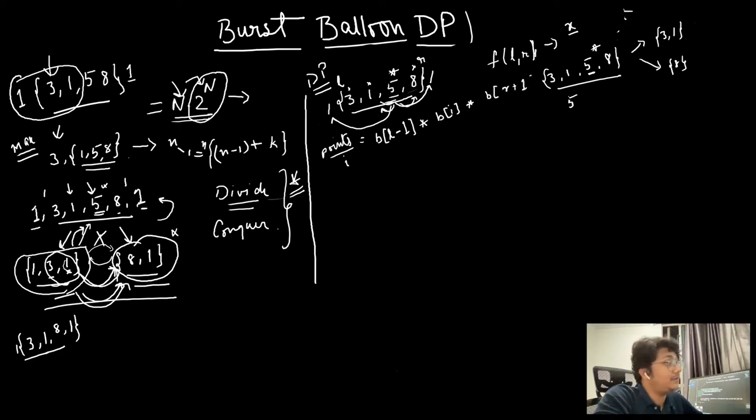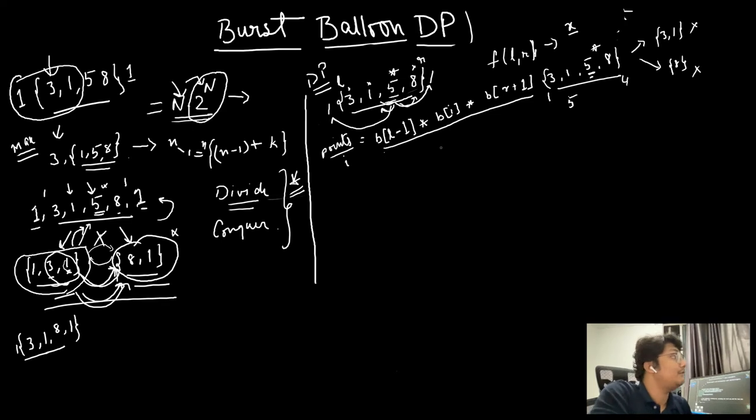So this is how we are going to calculate the points for the number which will be bursting at the end. So let's say for 5, if this problem and this problem is solved, then this is how we are going to calculate the points for 5. So let's say for 5, the L was 1 and the R was 4.